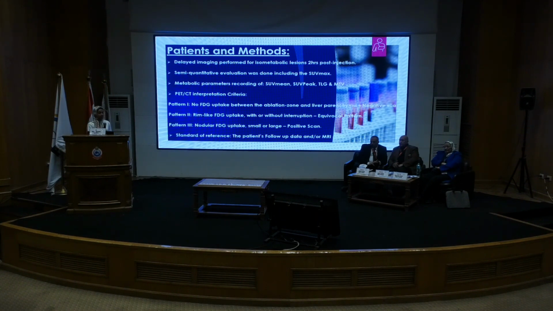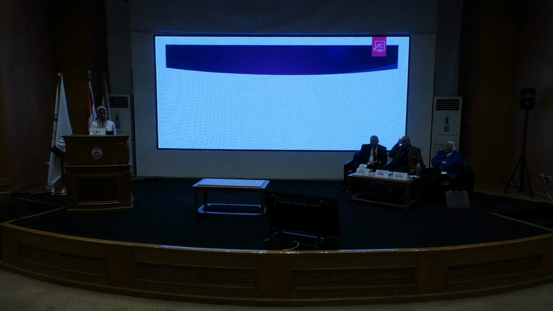And the PET-CT interpretation criteria were as follows. We had 3 patterns. Pattern number 1, when we encounter no FDG uptake between the ablation zone and liver parenchyma, and this scan was interpreted as a negative scan. Pattern 2 is when we encounter rim-like FDG uptake with or without interruption, and this was rendered as an equivocal pattern. And a third pattern is when we encounter nodular FDG uptake, whether small or large, and this was interpreted as a positive scan.